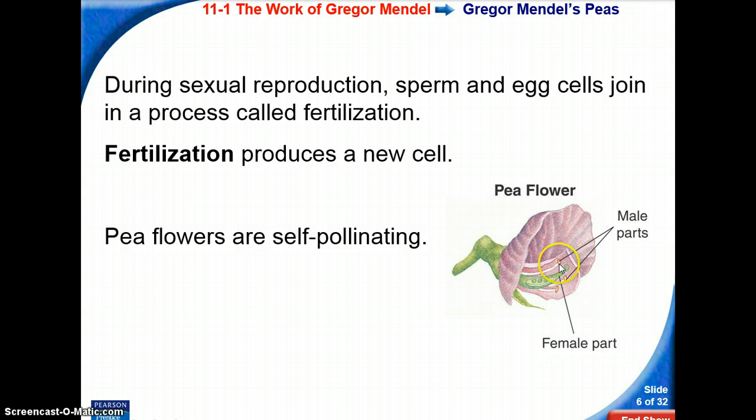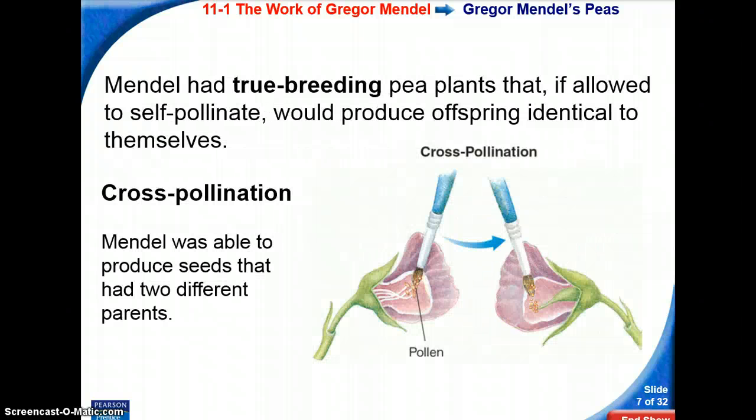These pea flowers are what are called self-pollinating. That means that they have both the male parts and the female parts, and they can pollinate themselves. They don't need the assistance of bees or anything like that to help them pollinate. So they were a really easy plant to use in this process. So what Mendel had is he had these true breeding pea plants that if they were allowed to continually self-pollinate, their offspring, their new plants that continue to grow, would be identical. So if they had tall plants, they would continue to be tall. If they had short plants, they would continue to be short.